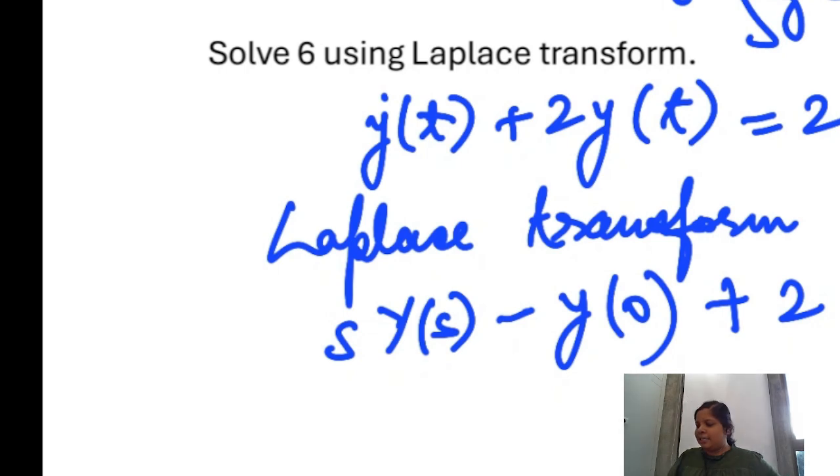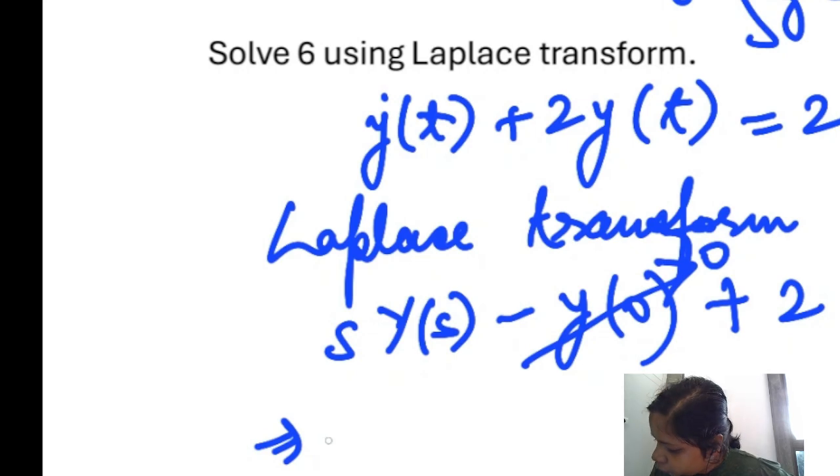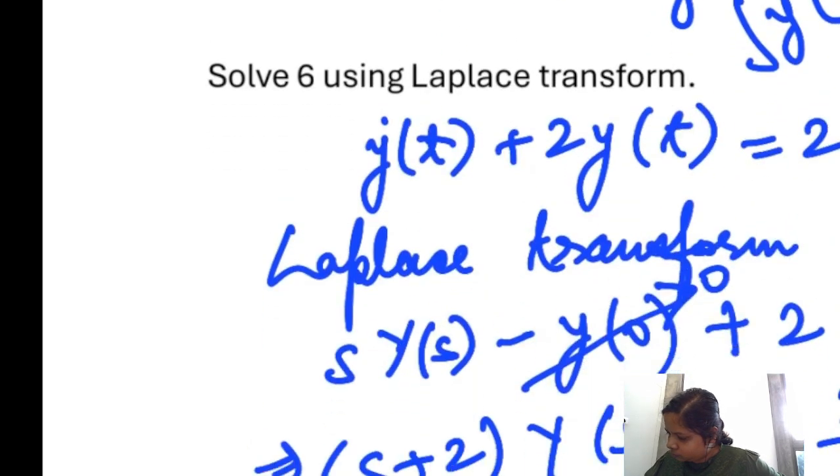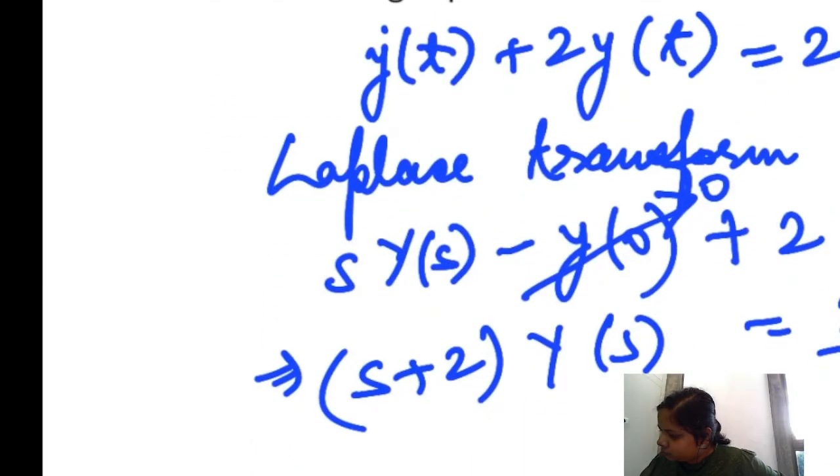So this is the thing you get: sY(s) minus y(0) plus 2Y(s) is equal to 2 upon s. Now y(0) is already 0 from the initial condition that is given to you. So it would be (s plus 2) into Y(s) is equal to 2 upon s. Then Y(s) is equal to 2 upon s into (s plus 2).